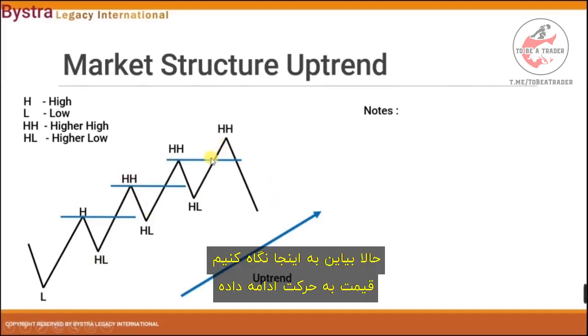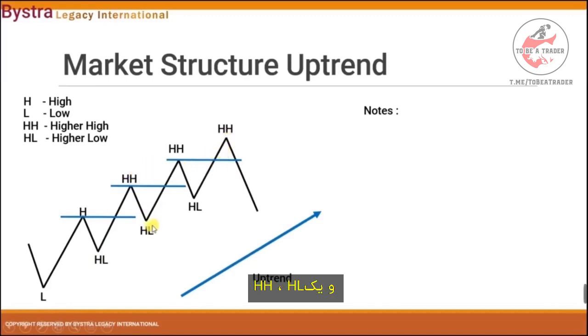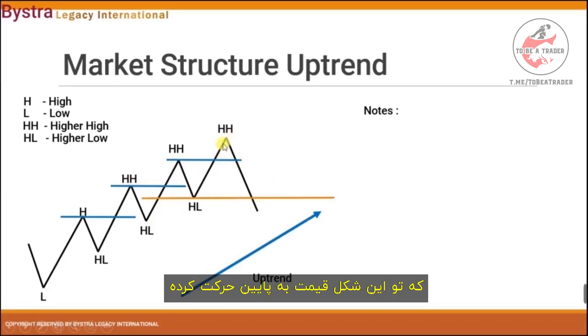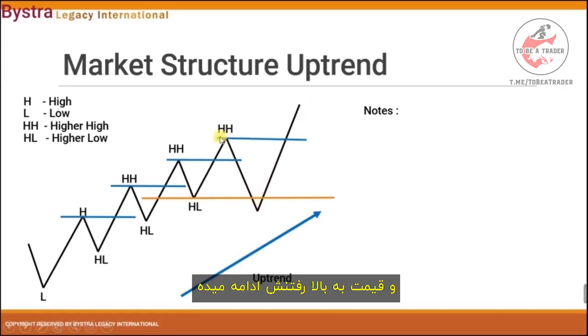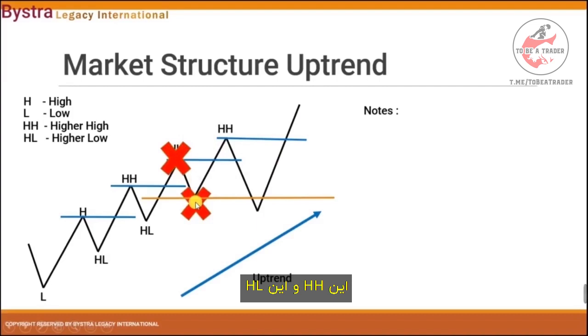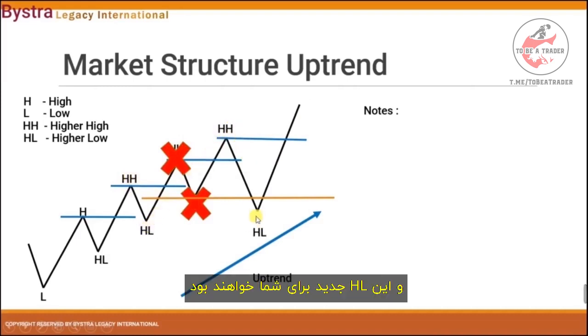Now let's look here. Price has continued to create higher high, higher low, higher high, higher low, and then a higher high, and it keeps breaking the previous higher high. As you can see in this case, the price has come down and broken this higher low structure. Once it's broken, the price continued to go up and broke these higher high structures. When this kind of case happens, this higher high and this higher low are invalid. You will have this higher high, higher low, your higher high, and this will be your new higher low.